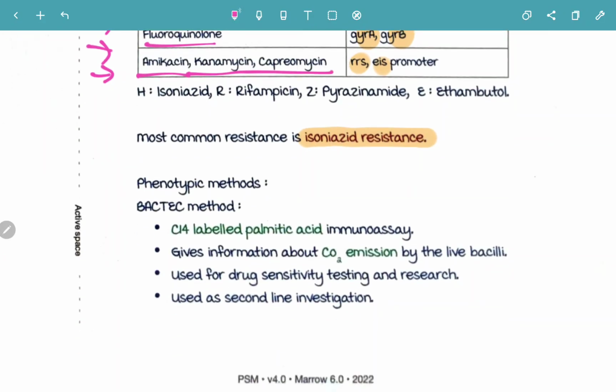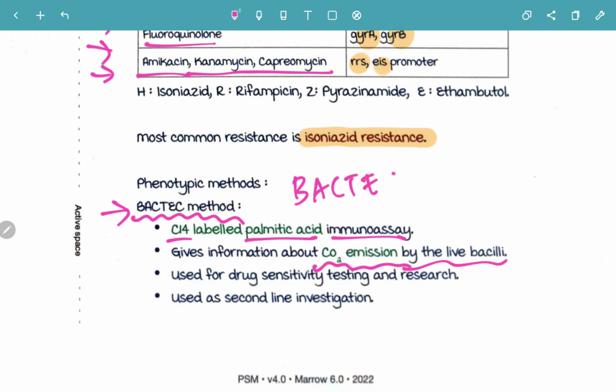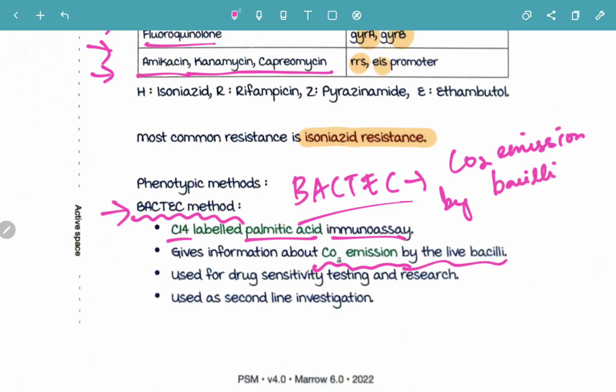So let's look at the other phenotypic methods. That is known as your BACTEC method. Very important. It's a culture method. So what is this BACTEC method? BACTEC method is a C14 labeled palmitic acid assay. It gives information about the CO2 emission by the live bacilli. It is used for drug sensitivity testing and research. It is a second line investigation.